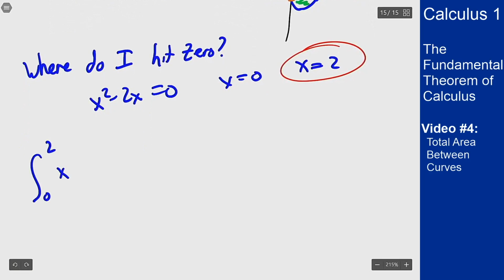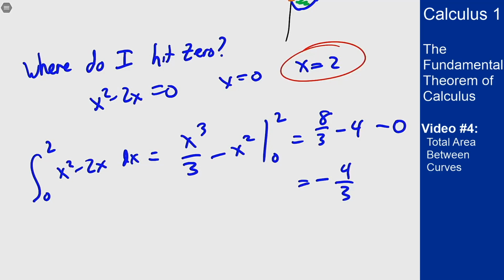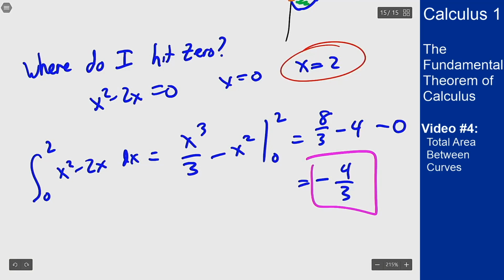The integral from 0 to 2 of x squared minus 2x dx is going to be x cubed over 3 minus x squared from 0 to 2. If I plug in 0, I get 0. If I plug in 2, I get 8 over 3 minus 4 and then minus 0. So I get a negative 4/3. That makes sense. This answer should be negative because this region was below the axis. Now for the other part.